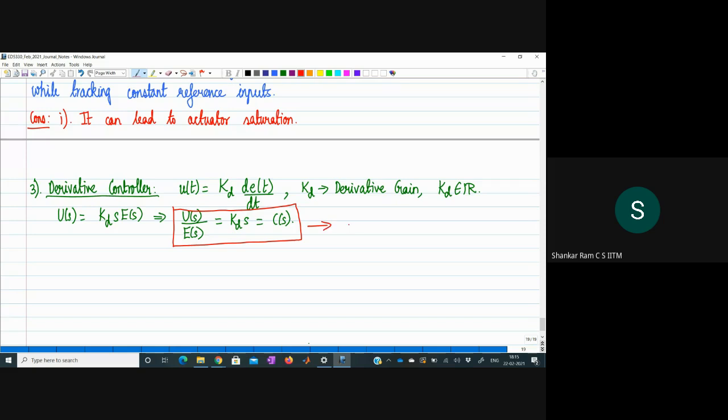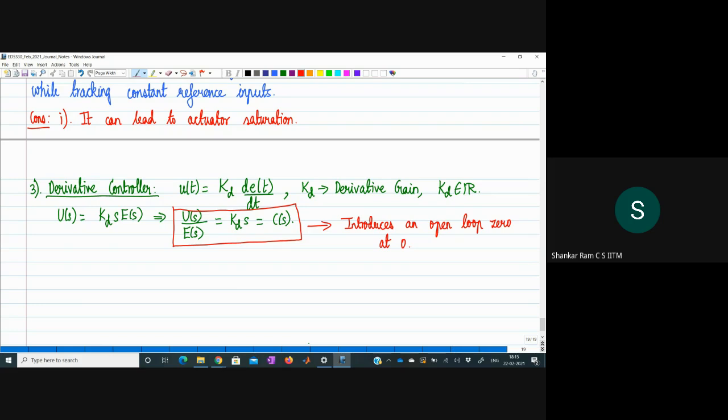So we can immediately see that the derivative controller introduces an open loop 0 at 0. We can observe that we have an open loop 0 at the origin, as far as the derivative controller is concerned.